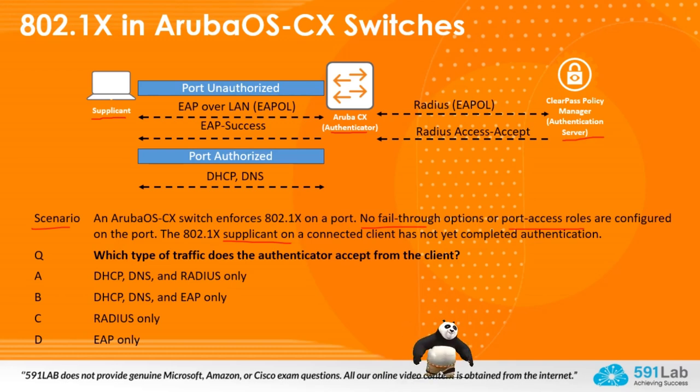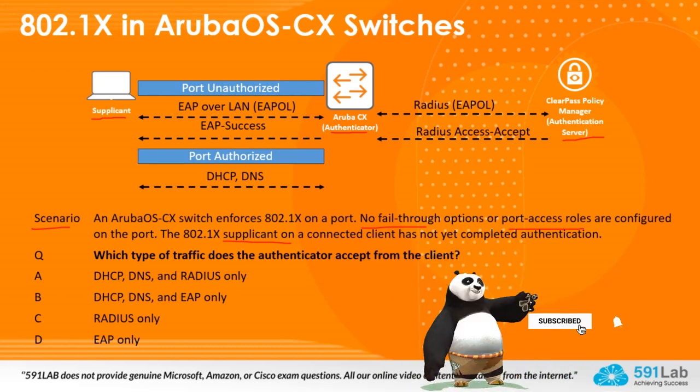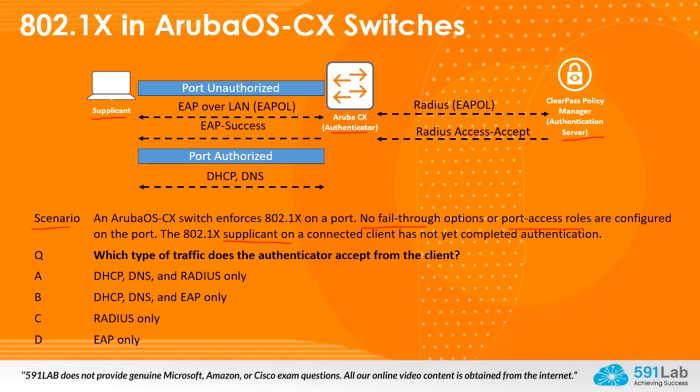The supplicant is connecting to the port where .1x is configured. In the first place, the port is unauthorized. It means the port doesn't allow anything to be transmitted by the supplicant except EAP messages. So the supplicant is sending EAP messages to the ArubaOS-CX switch. Then the ArubaOS-CX switch forwards these EAP messages using the RADIUS protocol to the RADIUS server, the ClearPass server.